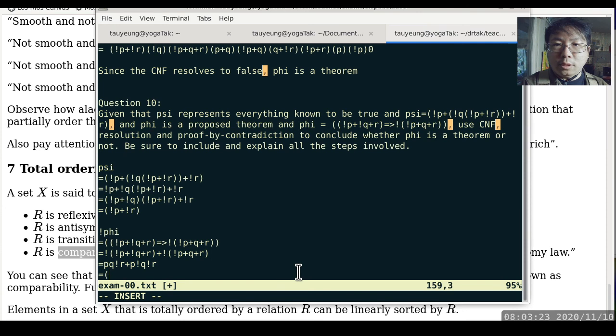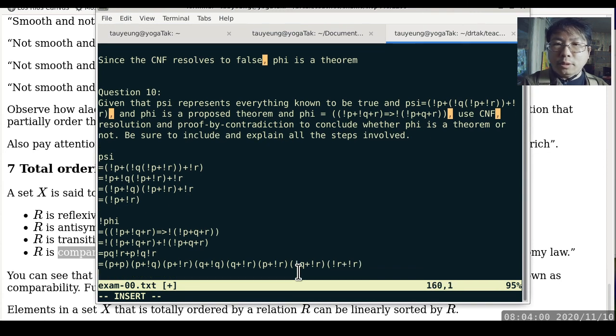Because the FOIL, basically in this case, we have a P or P, P or not Q, P or not R, we have Q or not Q, we have Q or not R, and then we have P or R, P or not R, sorry, everything is a not R, not Q or not R, and then we have a not R or not R. So now we can do some simplifications.